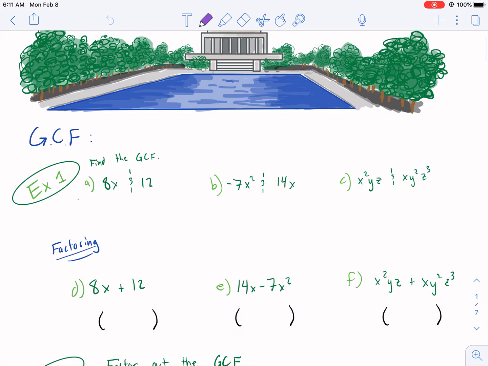What does GCF stand for? You've probably heard this in 6th, 7th, or 8th grade, but it's always good to get a refresher. It stands for the greatest common factor. What factor is the biggest, the greatest, between two terms? What do they have in common? The greatest common, meaning shared, factor.